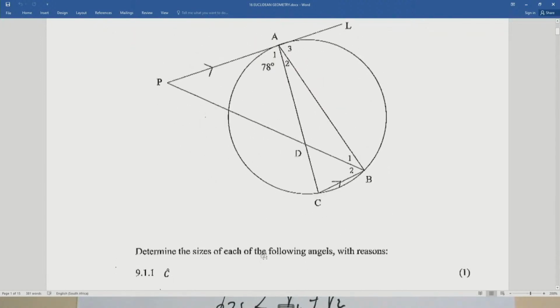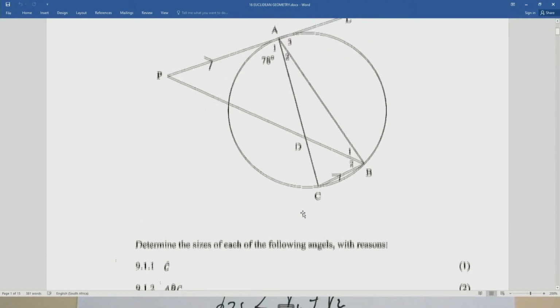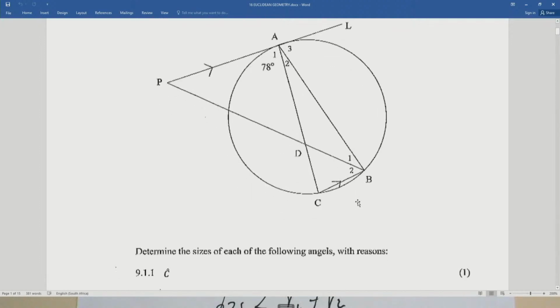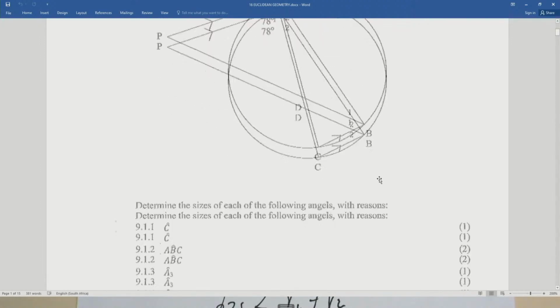Determine the size of each of the following angles with a reason. Then C. What is C? There is C. Can you see now? This one required me to look at the parallel sides. Then ABC, that angle there. What is that? If it's 78, then you see 78, your reason will be the tan-chord.